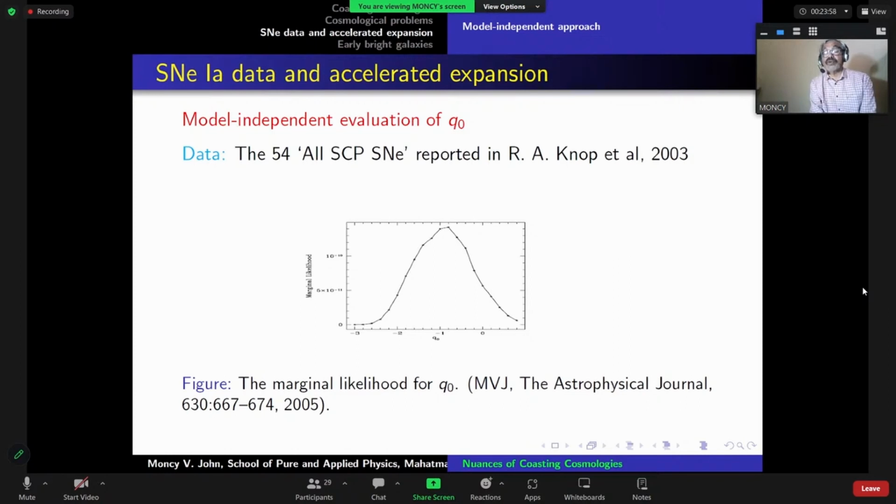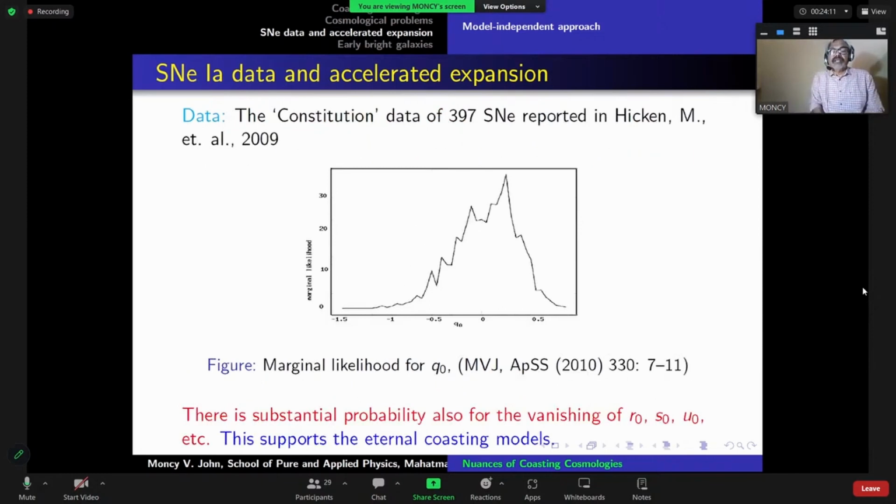One can see that for Q0 equal to 0, there is a significant marginal likelihood. And that was in 2003. The paper was published in 2005. But later, another data set, the Constitution data, was used. And what we see is that there is a very significant high value of likelihood for the value Q0 equal to 0. So this supports the eternal coasting model.